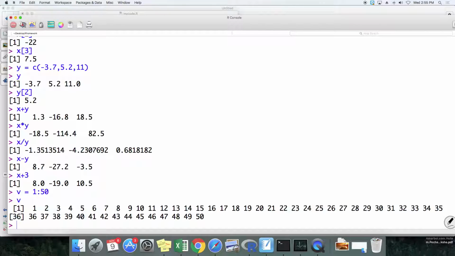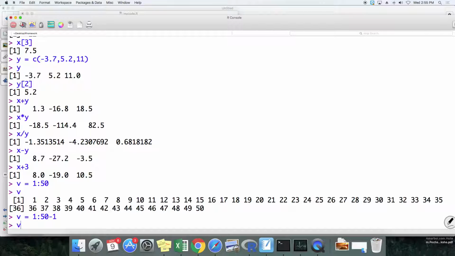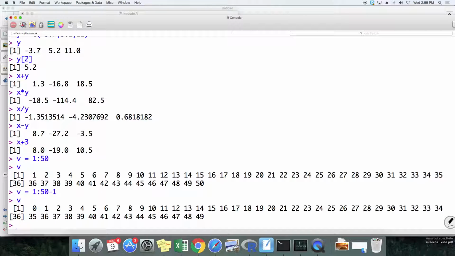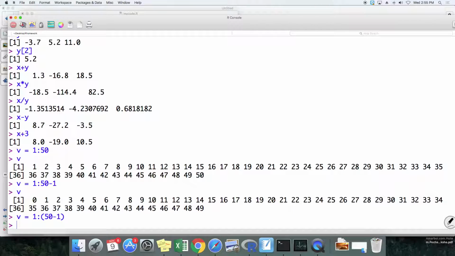And once again, if I want v to be from 1 through 49, don't do 1 through 50 minus 1. That will give you 0 through 49. If you want to write like that, write the 50 minus 1 within brackets. I mean, obviously you can directly write 49. I'm just making a point. So v is 1 through 50.